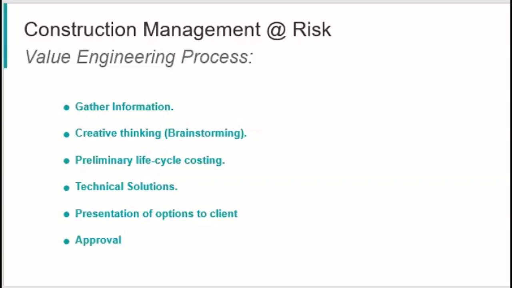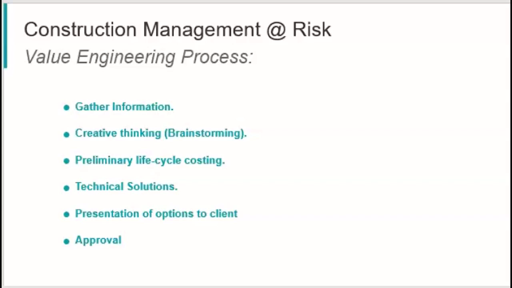So the first process is to gather information, analyze the whole project, creative thinking, brainstorming, they try to evaluate the preliminary life cycle costing, the durability, maintainability versus the cost, and technical solutions. Everyone comes up with technical solutions, the general contractor, especially the construction manager, the CM plays a big role here based on his or her experience.